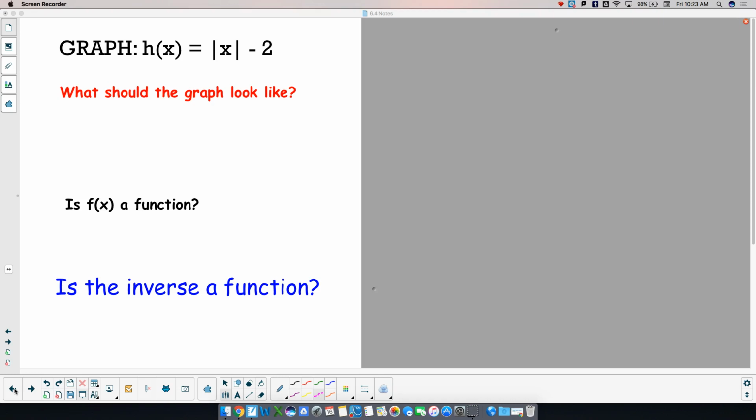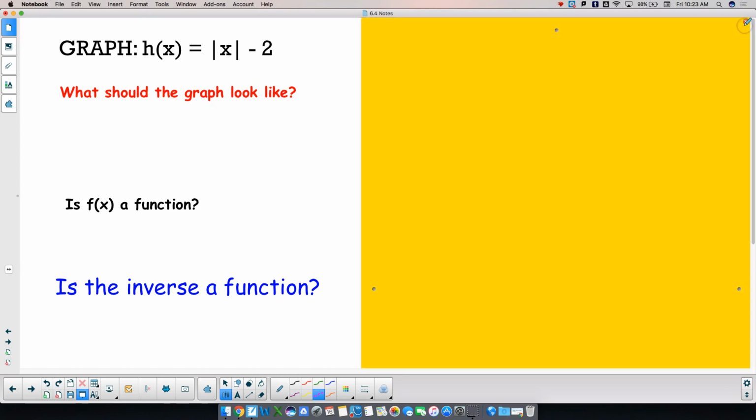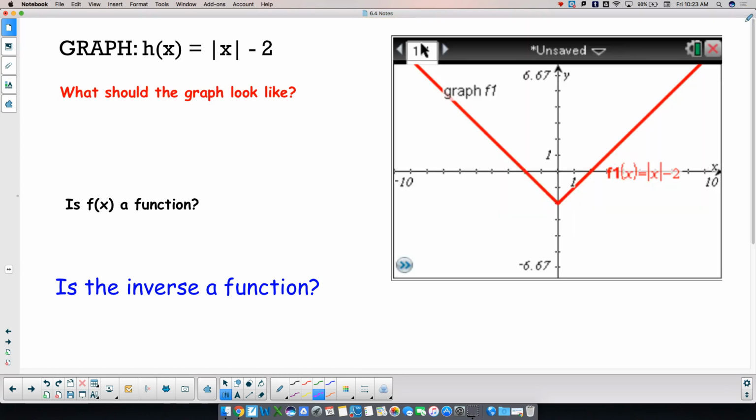Right? It should look like a V because it's an absolute value. Okay? So it should look like a V, down 2 from the origin. Whoa. Okay, so it should look like a V. Is it a function? Yeah, it is a function. Passes my vertical line test.